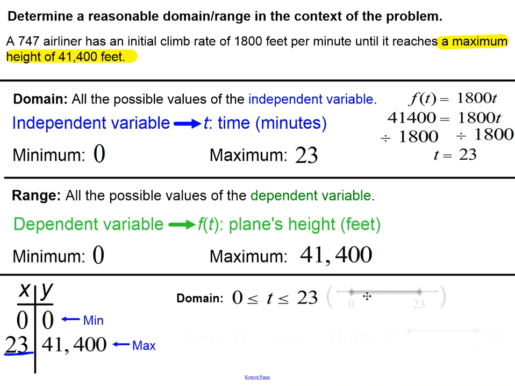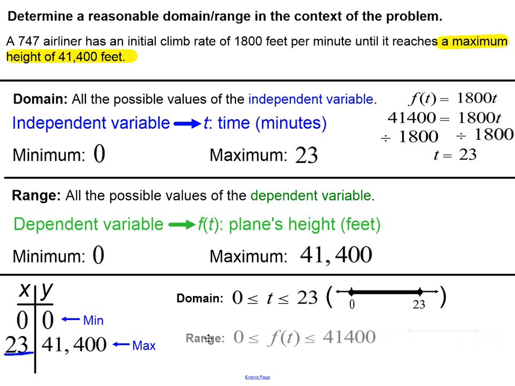So basically, what is that? That means this number line. It means that the domain can take on all the values between 0 and 23 inclusive. So like the time starts at time 0, time elapses, goes on and on, plane's climbing, and up to minute 23, that's when it reaches its maximum height.